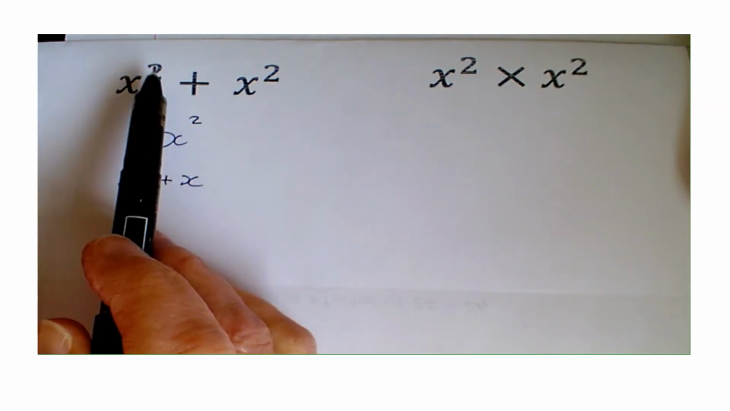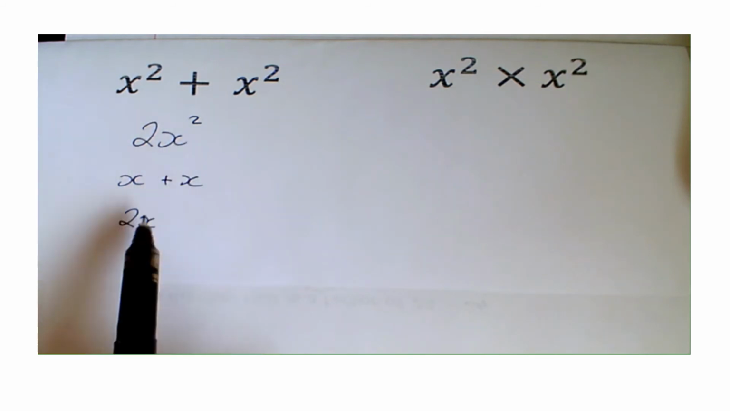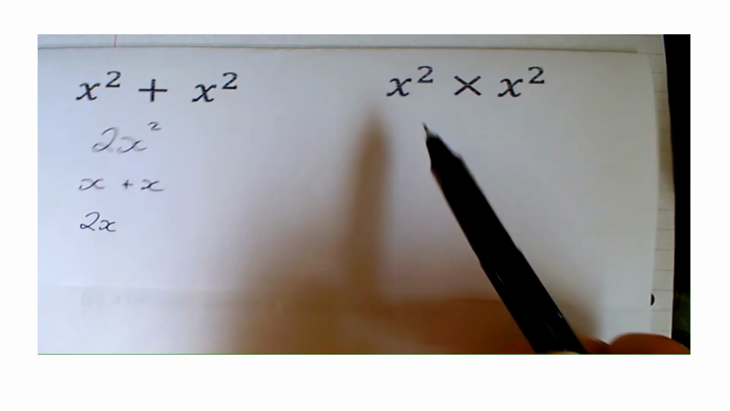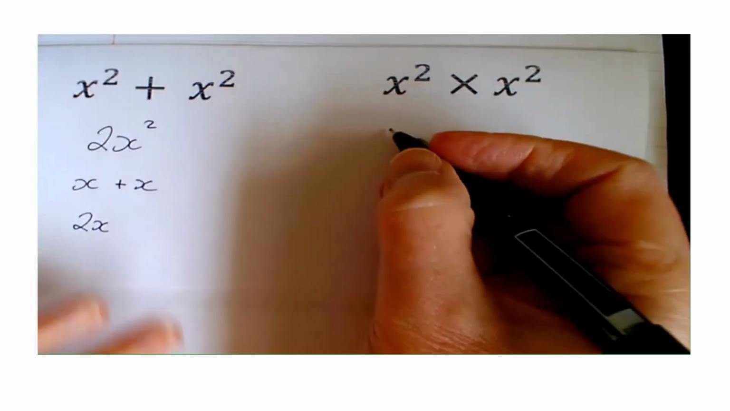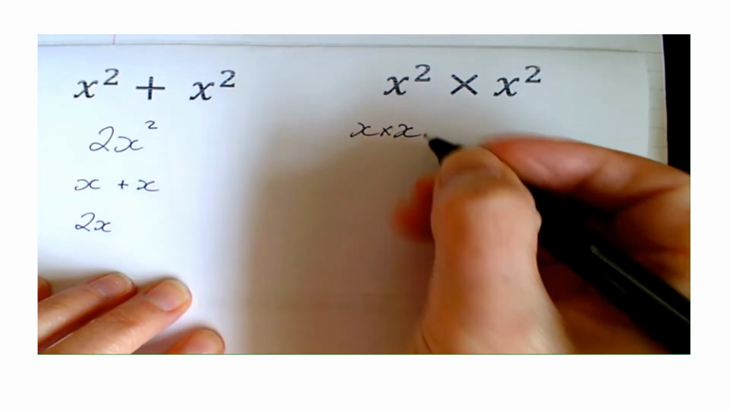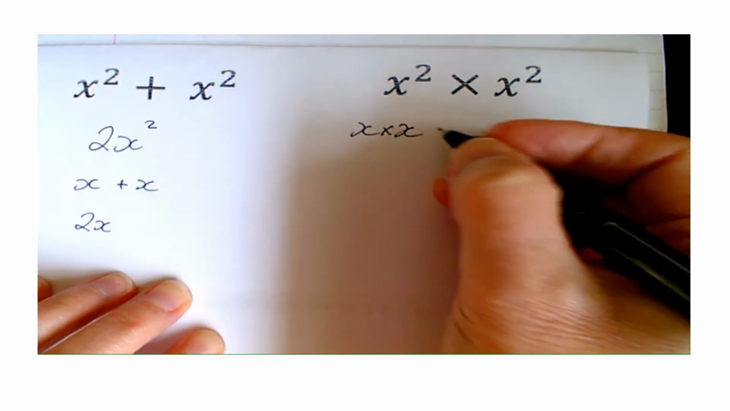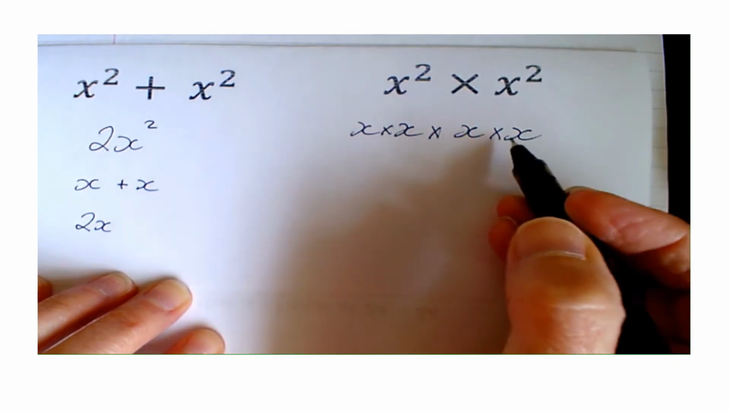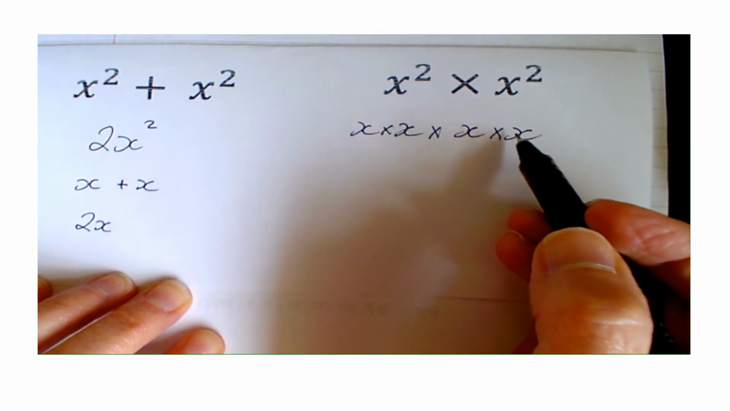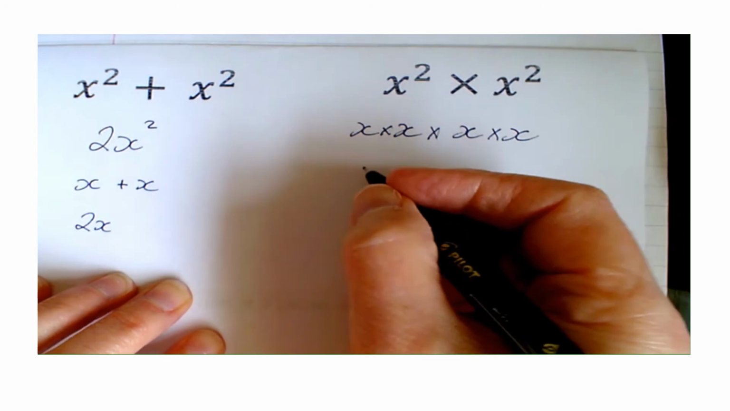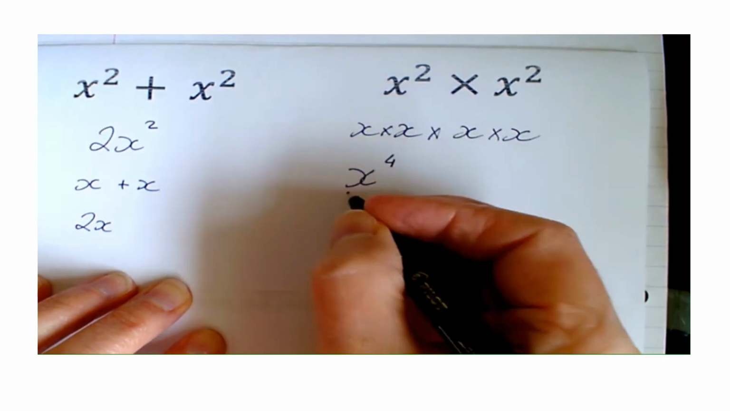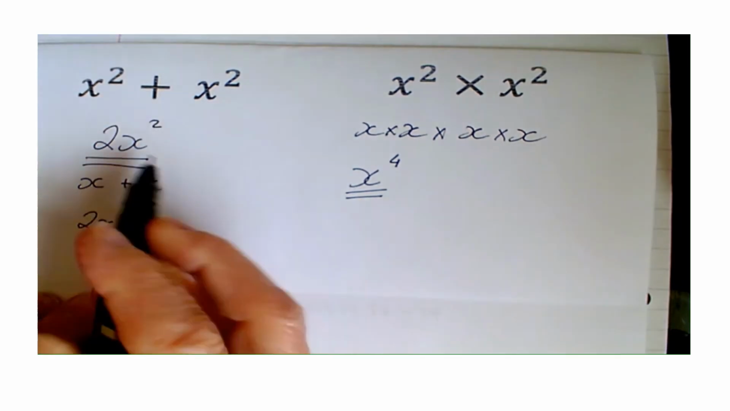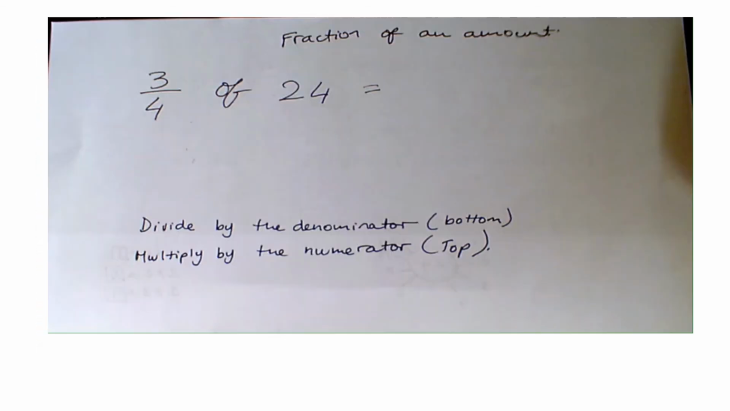Sometimes people get confused because of those x squareds. Okay. If I look at x squared times by x squared, that actually means x times x, because x times x means x squared, times x times x. So that means that I've got 4 lots of x's being multiplied together. So I've got x to the power of 4. So that's my answer to that, and that's my answer to that. There are 2 very different things.